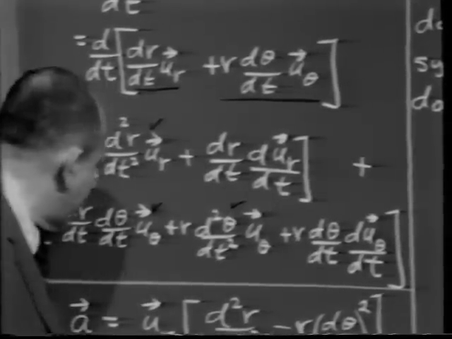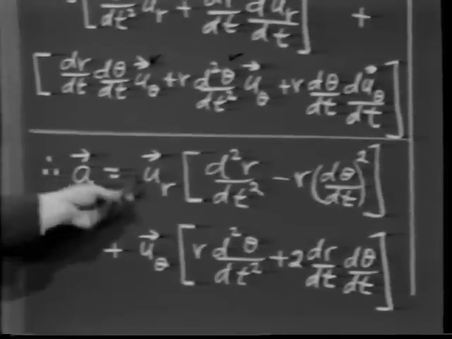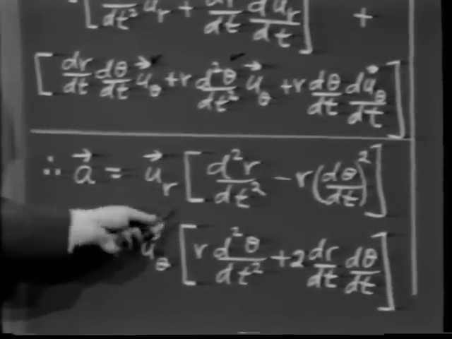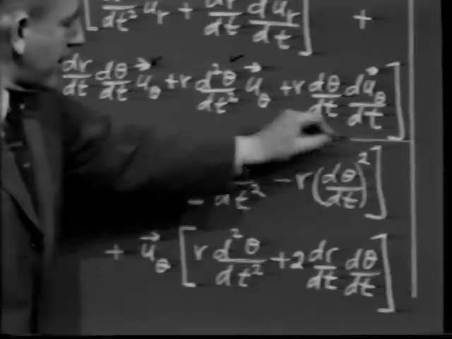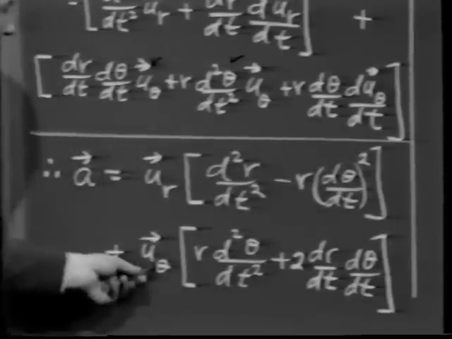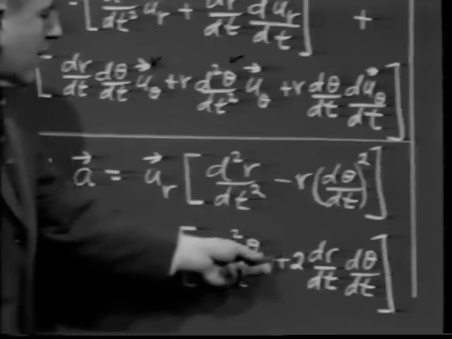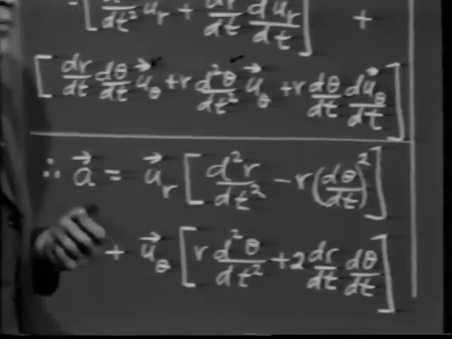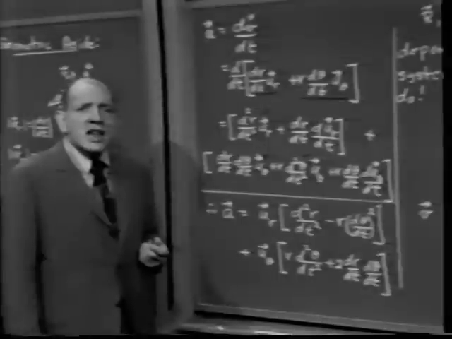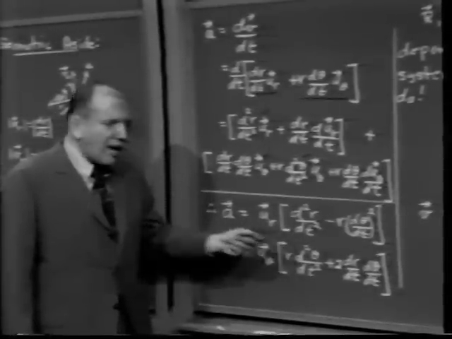But the punchline is that if I now collect my terms, the acceleration vector has as its u sub r component d2r dt squared minus r d theta dt squared. And the u sub theta component is r d2 theta dt squared plus 2 dr dt d theta dt. And the beautiful part from my point of view about all of this is if I don't understand any physics at all, this particular result is valid.